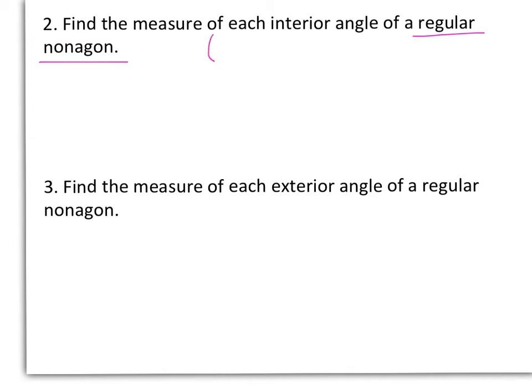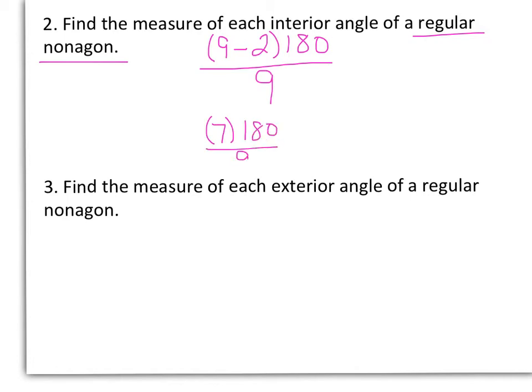So again, using our formula, this time 9 minus 2 times 180. And if all the sides are congruent and all the angles, I can just divide that by 9 to get how many degrees each angle is. So simplifying, we have 7 times 180 divided by 9. So 1260 divided by 9, or 140 degrees.